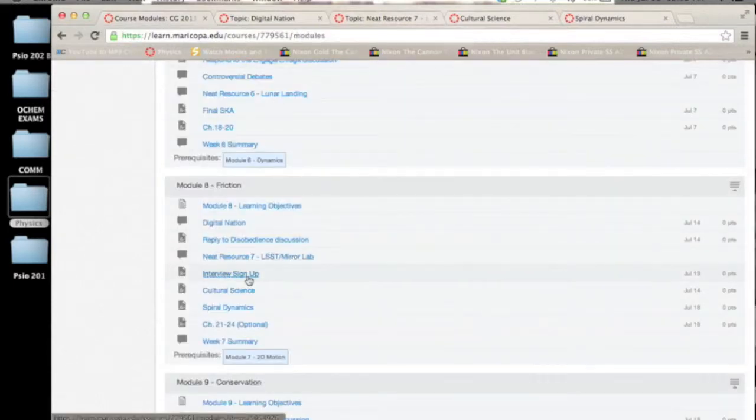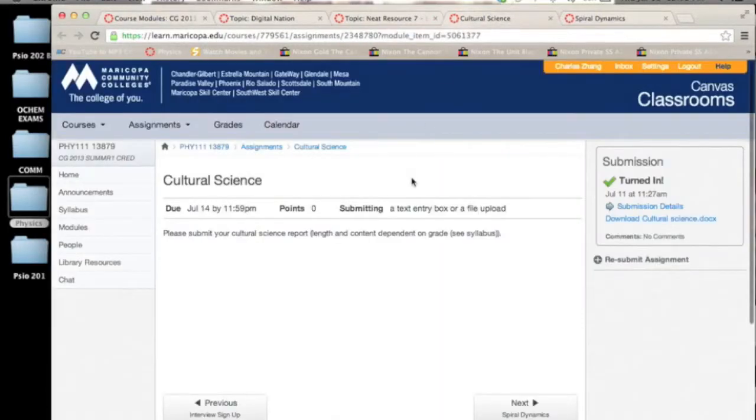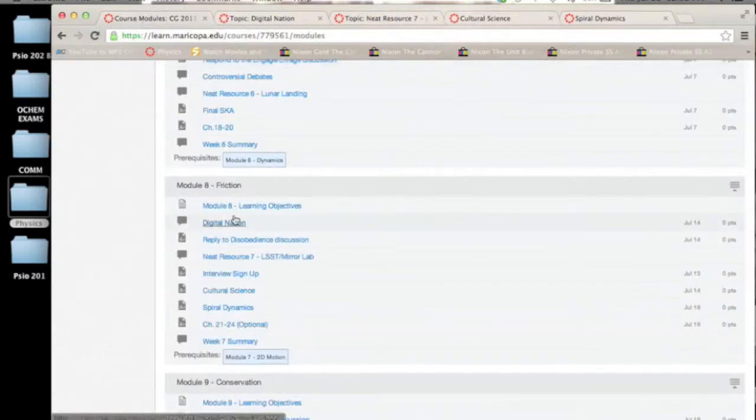And then we go into interviewing sign up, where we sign up for interviews for the next week to talk with David. And then our cultural science essay, which I wrote about Biosphere 2. This was a great experience, one of my favorite assignments to do because I was able to go with my family and explore the Biosphere 2 building.